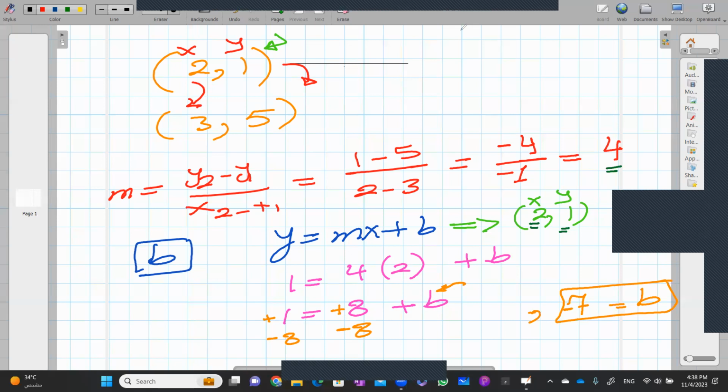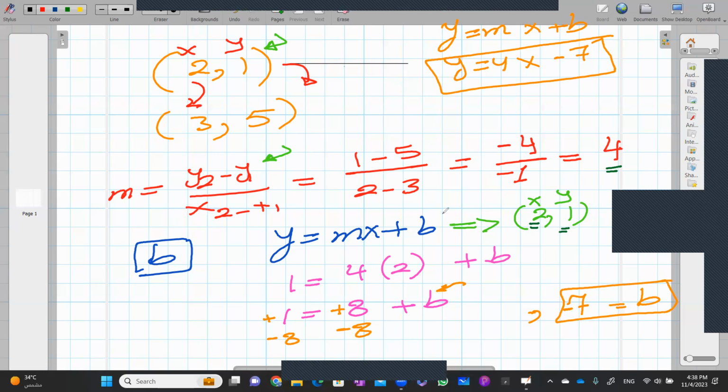At the end, I should write the equation y equals mx plus b. Replace m by the value 4, replace b by the value negative 7. This is the final answer for this problem. Y equals 4x minus 7. Don't forget to write here the rule of the slope. Don't forget to write the general rule for the equation.